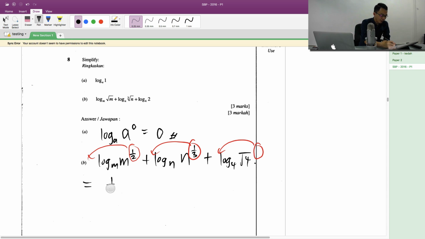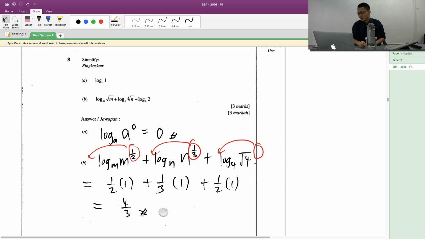So this one I get 1 over 2, log m m is just equals to 1, plus 1 over 3, log n n is another 1. This one should be 4 power half. Then I will get half, log 4 is basically equals to 1. So half plus half is 1, so 1 plus this one I get 4 over 3 is the final answer. Okay? Yeah, so far so good.